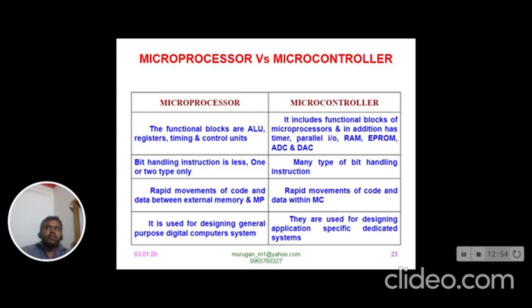But in the case of the microprocessor, it has separate memory, so data is moved from the microprocessor to the external peripheral devices, that is, external memory. The next point is that it is used for designing general purpose digital computer systems. The microprocessor is applicable only for 8-bit or 16-bit systems with general purpose applications. Then in the microcontroller, we have various applications, that is, a specific application for a specific system, which is equivalent to an embedded system.